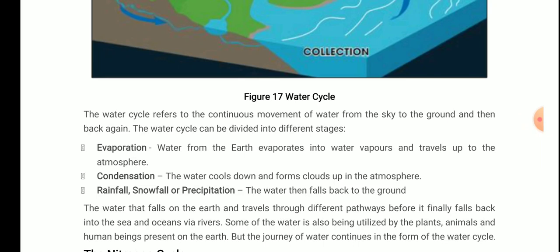So this was quite simple, the water cycle. Then the next cycles that will come, like the nitrogen cycle and oxygen cycle, are not tough, I would say, but they are good ones. You need to understand them better. So we will be continuing with the nitrogen cycle in the next video.